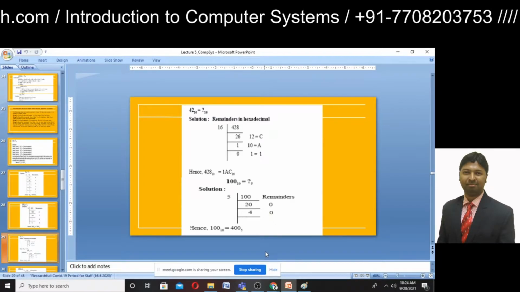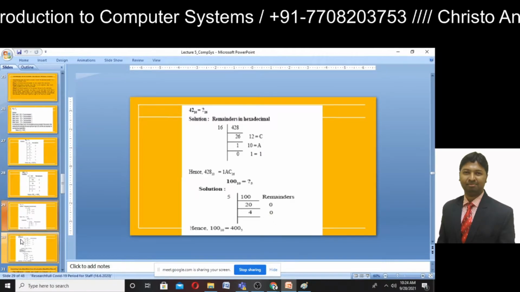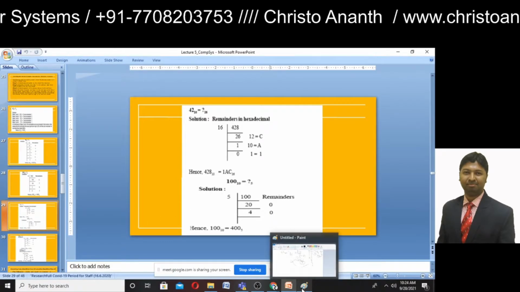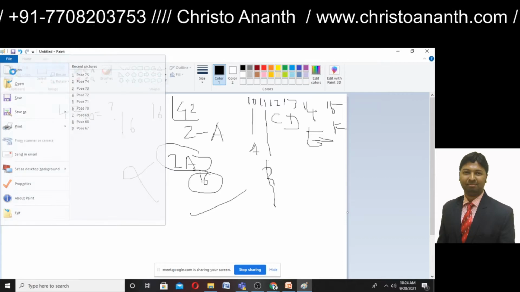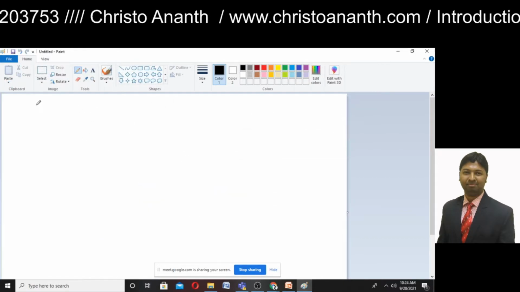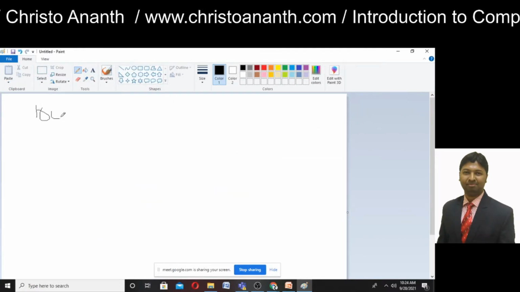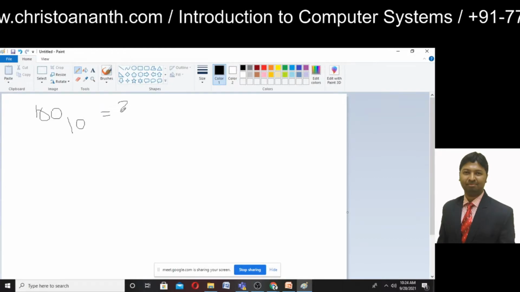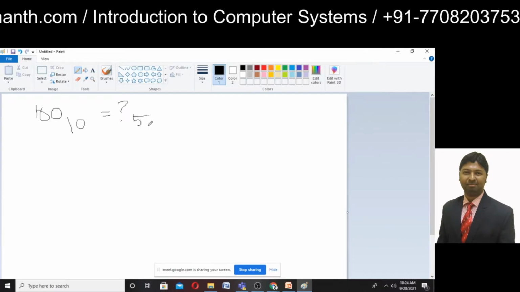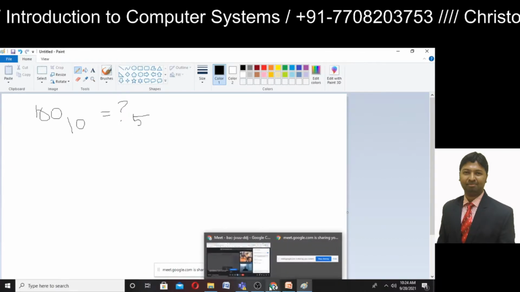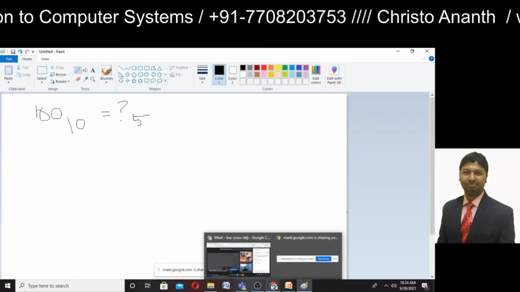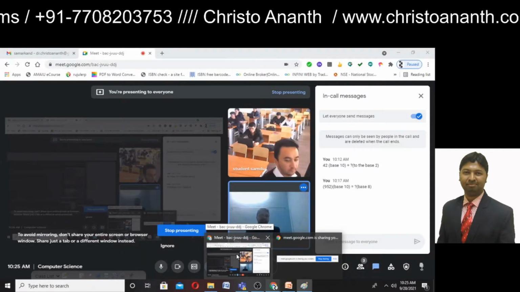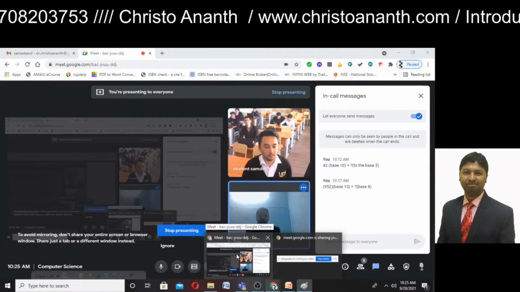So can you solve this one? 100 to the base 10 equals what to the base 5? Base 5. So we divide 100 by 5. Okay, everybody, I need the answer. I'm not going to solve it, you are going to solve it.